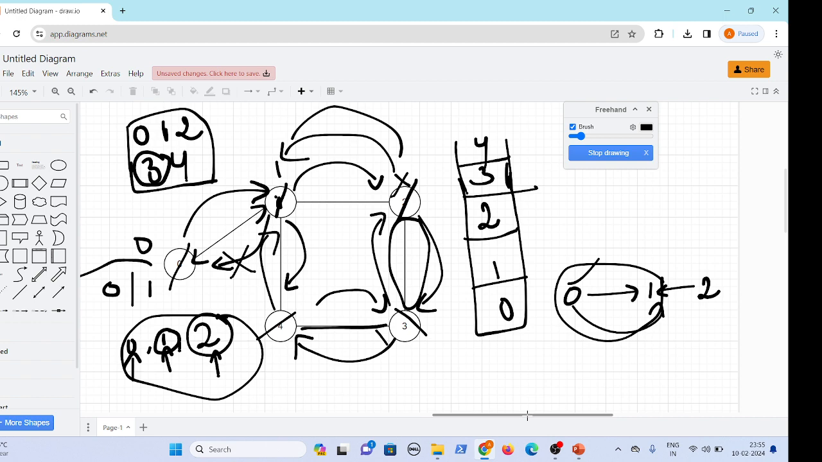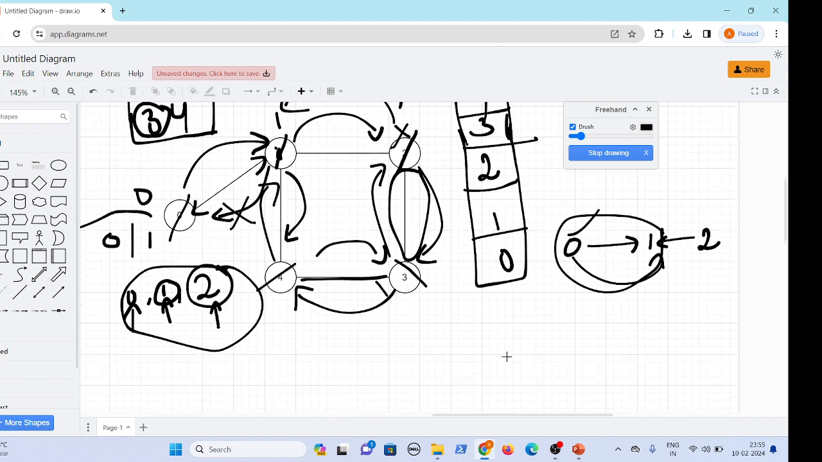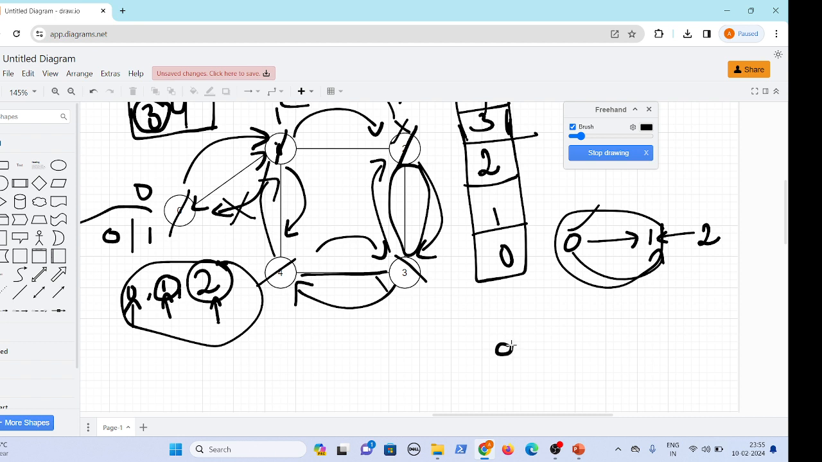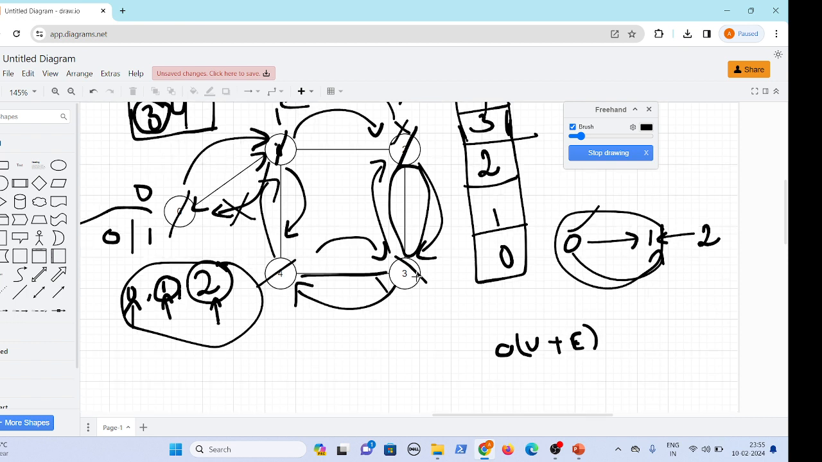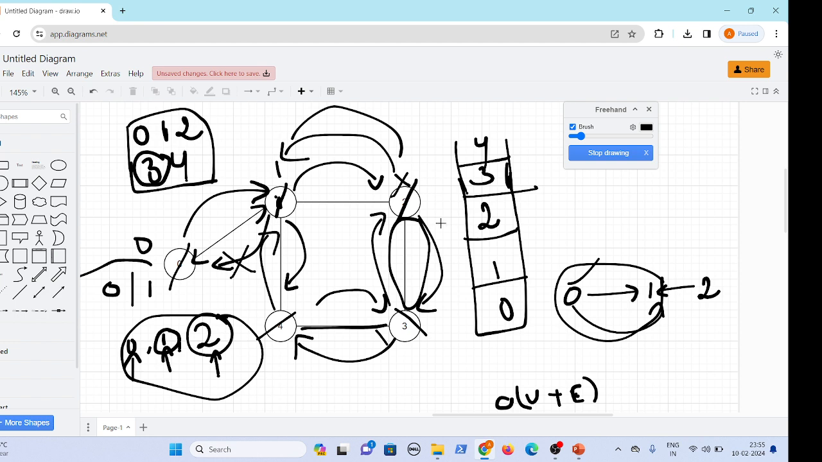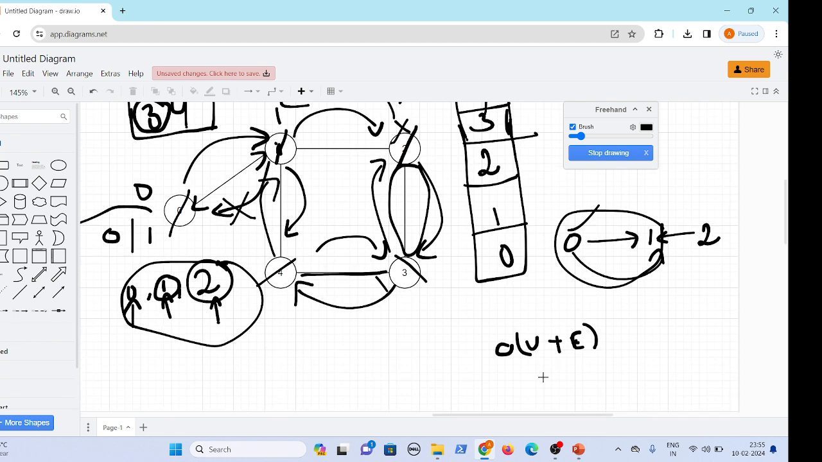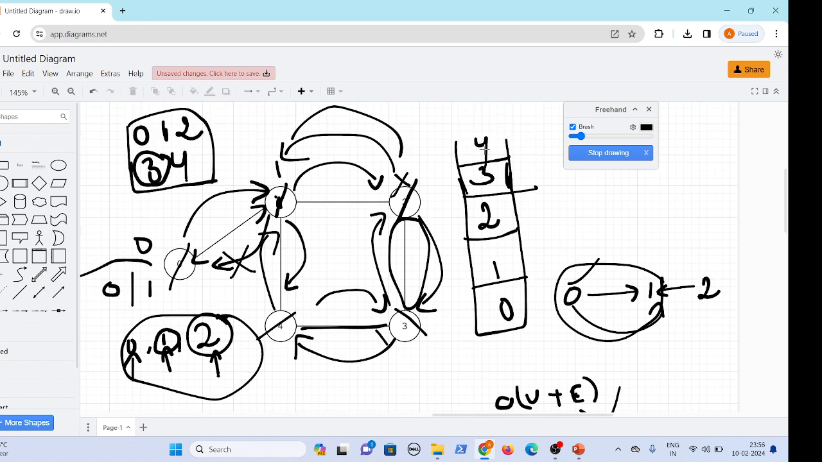Okay. And if you talk about the time and space complexity here, you're basically doing a DFS traversal, which means that order of V plus E is your time complexity, because you are traversing all vertices and all edges. And coming to the space complexity, since you are using visited set, space complexity would be order of V, excluding this recursion stack.